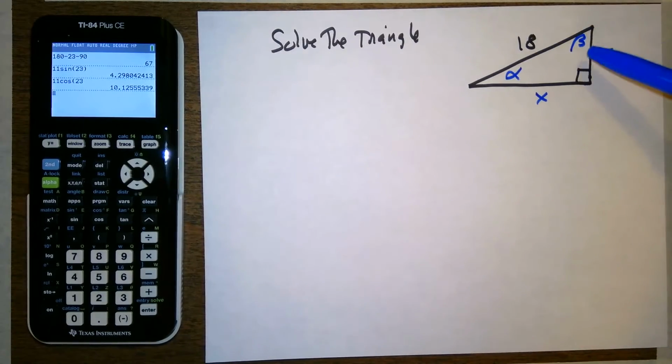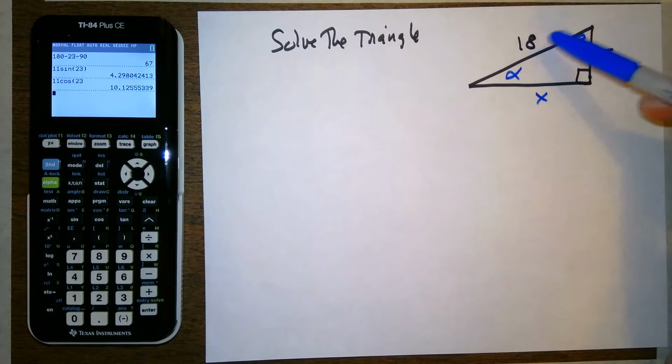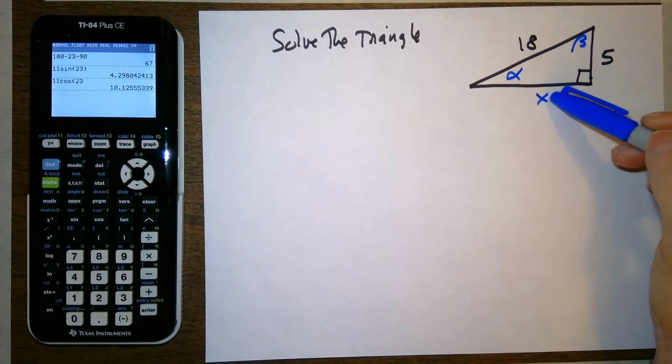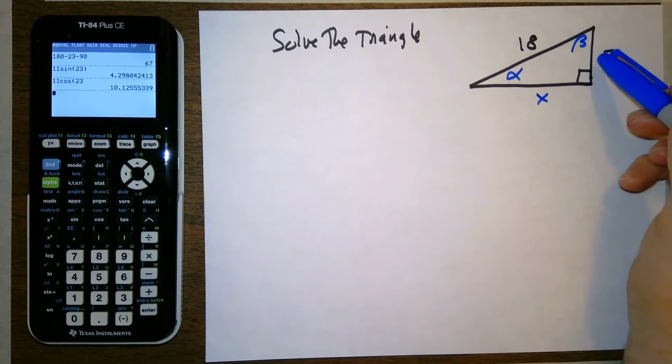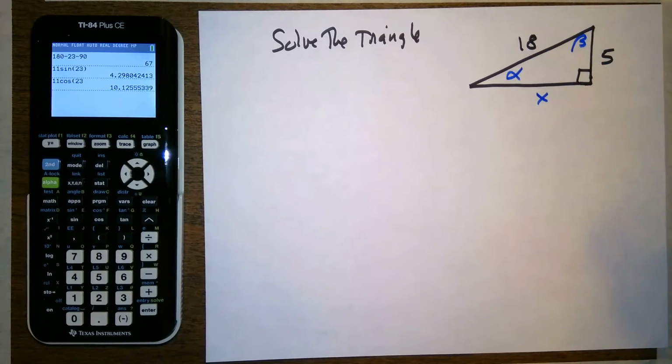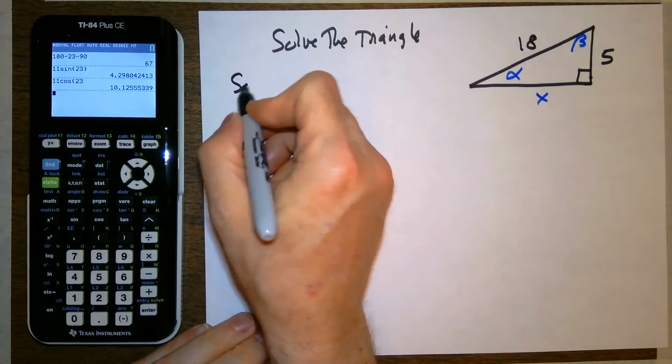Now, can I solve for alpha or beta first? Yes, because I've got this side and the hypotenuse here, but it might be easiest to solve for x first. Could I use Pythagorean theorem, a squared plus b squared equals c squared? Well, I know two of them. I need the other one. So yeah, I could use Pythagorean theorem here. So let's solve for x first.